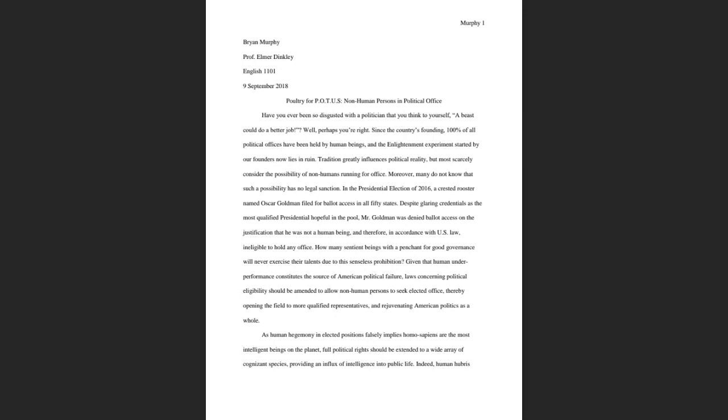Then the final bit is the so what factor. Why should this matter? What's this going to do for us? If we make animals into politicians, how will we benefit? Thereby opening the field to more qualified representatives. Of course, you can hear my vitriol there. More qualified, like my chicken is more qualified. And rejuvenating American politics as a whole. So the so what factor is this is going to breathe life into a dying political system. Okay? So you'll notice hook, line, and sinker, problem, solution, so what, it's all there.